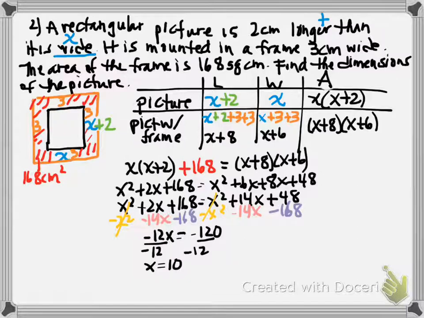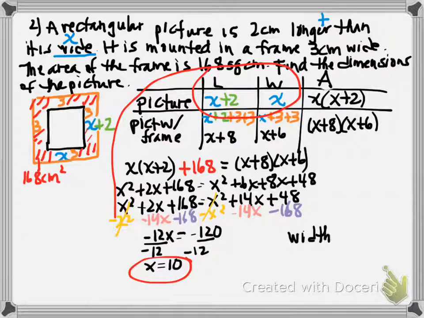Now again, we're asked for the dimensions of the picture, which means we're going to take that answer and go back to the original dimensions, and that's how we're going to come up with our answer. Because we have two answers, we're going to have to label which one's which. X represents width. I don't use variables. I say width equals 10 and then look for a label. Again, we go to centimeters. Now for the length, I'm going to have to add 2. So 10 plus 2 is 12 centimeters.